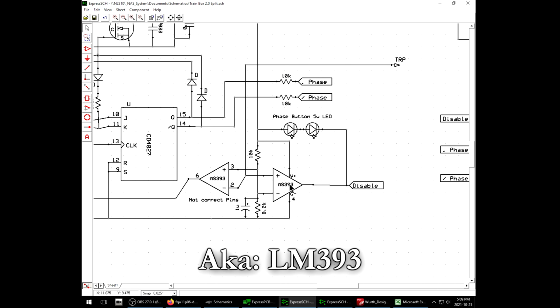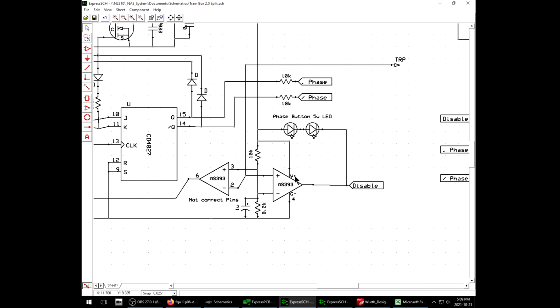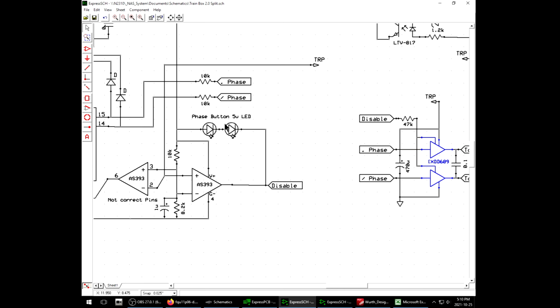An LM393 voltage comparator. It is an op amp with, I think, built-in feedback, so it reacts rapidly to voltage changes, and it has an open collector ground output, which means there's either nothing here or it grounds it out. We got TRP, our track rail power, coming in. On one side, it goes to the inverted. On the other side, it goes to the non-inverted.